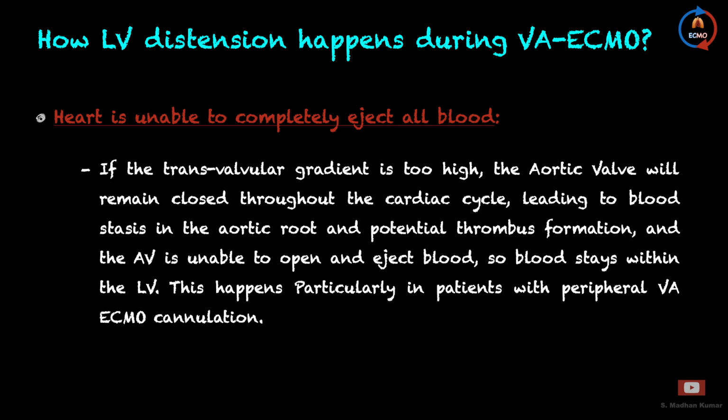If the transvalvular gradient is too high, the aortic valve will remain closed throughout the cardiac cycle, leading to blood stasis in the aortic root and potential thrombus formation too. And the aortic valve is unable to open and eject the blood. So blood stays within the LV and the heart is unable to completely eject all the blood collected inside. This happens particularly in patients with peripheral VA ECMO cannulation.